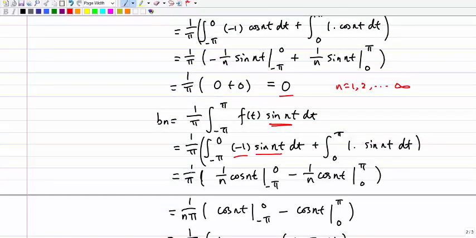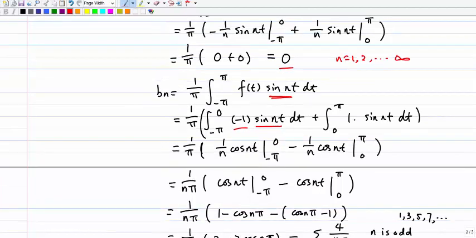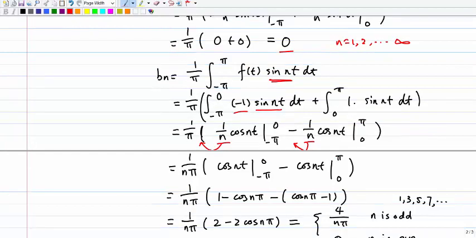If we do it here again, 1 over pi times the integration of negative sine nt, which is negative 1 over n times cosine nt, evaluated from negative pi to 0, minus the integration of sine nt, which will be 1 over n times cosine nt, evaluated from 0 to pi. I move this n outside, so it's 1 over n pi, times cosine nt evaluated at negative pi and 0, minus cosine nt evaluated from 0 to pi. I keep the 1 over n pi the same, so this one will be, when t is 0, 1 minus cosine n pi.